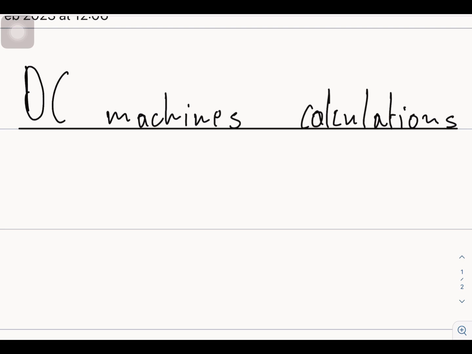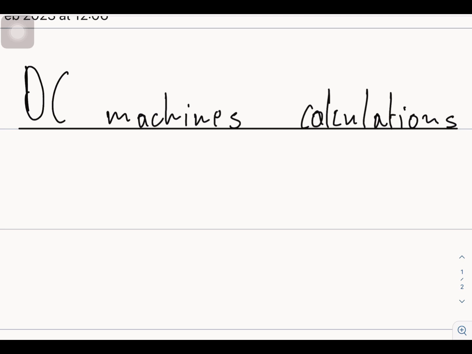Today we just focus on calculations. We did a bit of theory and at least people have an idea of what's going on. So we'll be doing DC machine calculations.